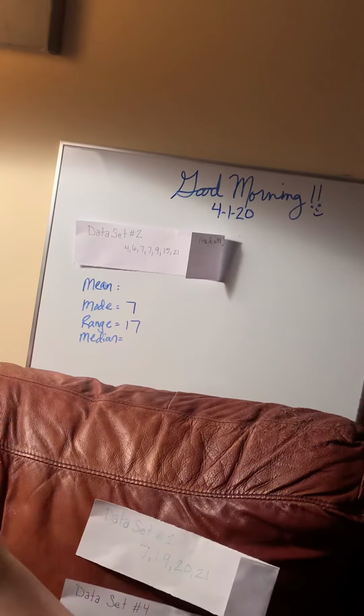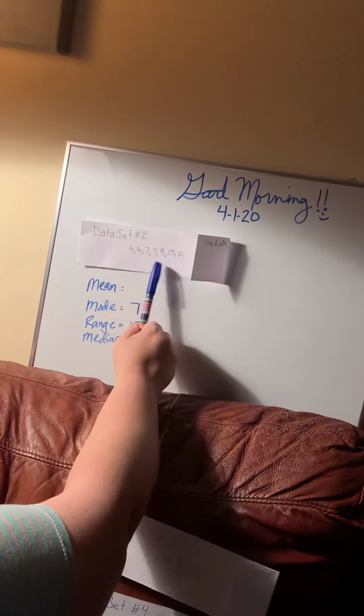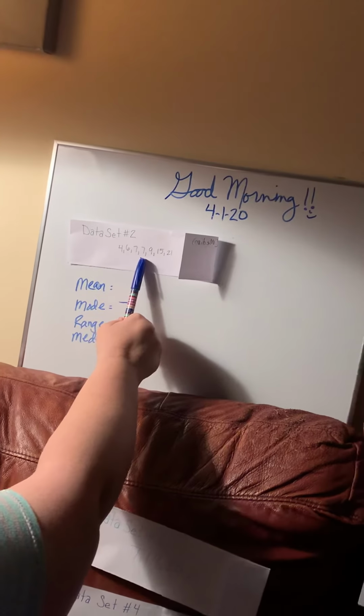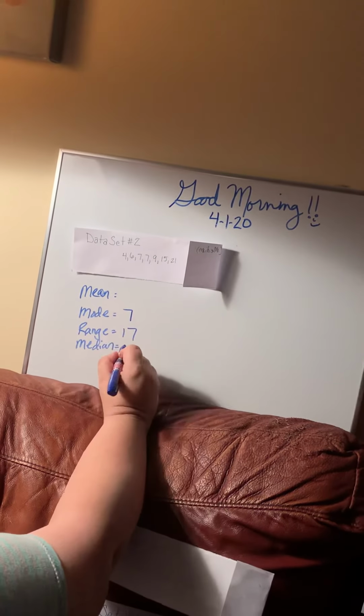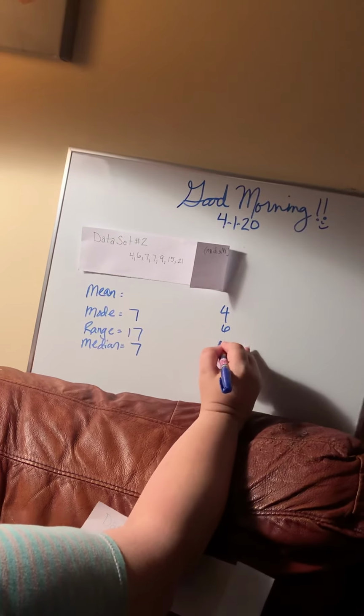Okay, our median, our middle numbers. Well, let's see, we have 1, 2, 3, 4, 5, 6, 7 numbers. So if we count to the middle, it's a 7. There are 3 above and 3 below. Do you see that? So 7 would be our median. And then mean, we just add them all together. Okay.